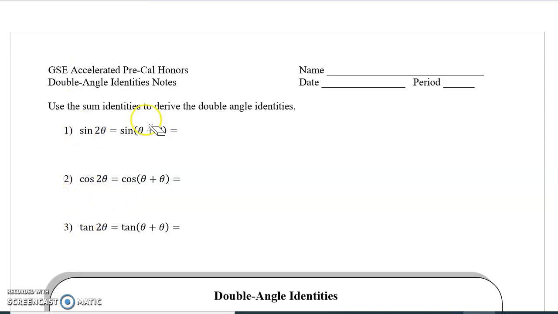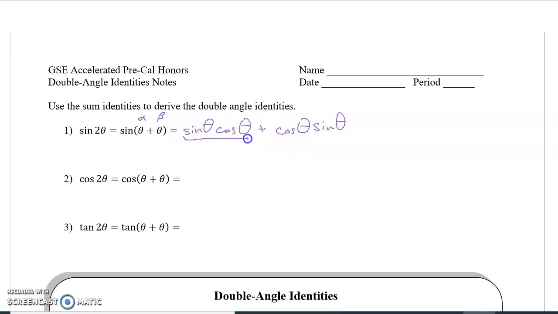And it's very easy to derive these formulas if you just remember that 2 theta is the same thing as theta plus theta, right? So we'll call alpha theta, we'll call beta theta, and we're just going to use that sum formula for sine that says take the sine of the first angle times the cosine of the second angle, which happens to be the same as the first angle. Sine has the same sign, and then we do the cosine of the first angle times the sine of the second angle.